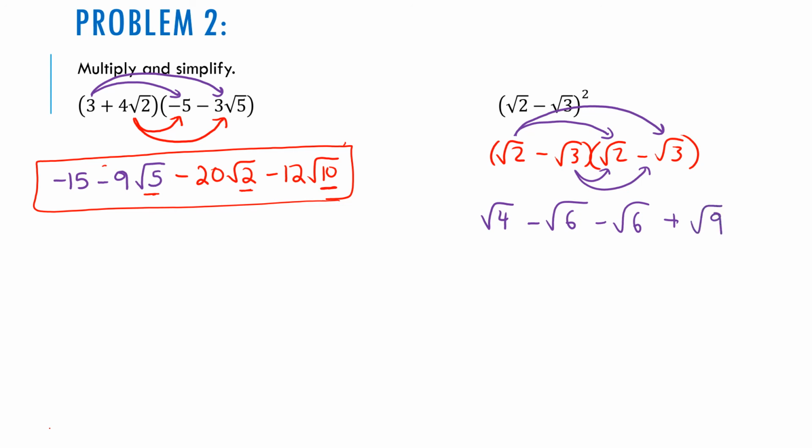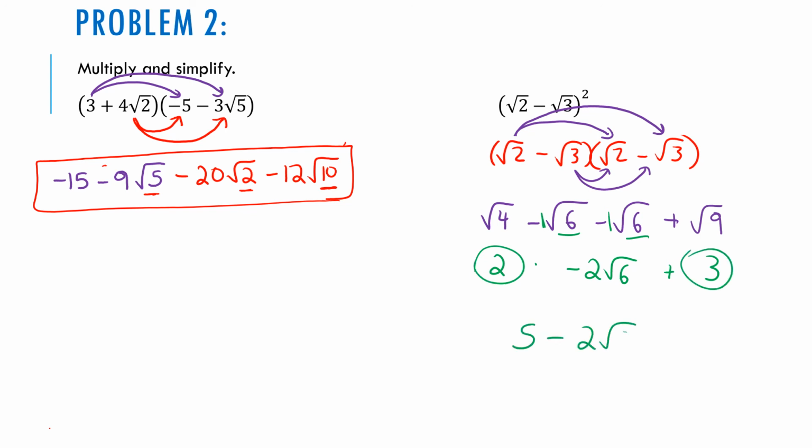Now I have the square root of 4, which is really 2, and the square root of 9, which is really 3. These are like terms because they're both square root 6's. There's really invisible ones in front of there. So negative 1 and negative 1 is really negative 2 square root 6. And so now I can go ahead and combine my like terms, making 5 minus 2 square root 6. And you have multiplied and simplified.